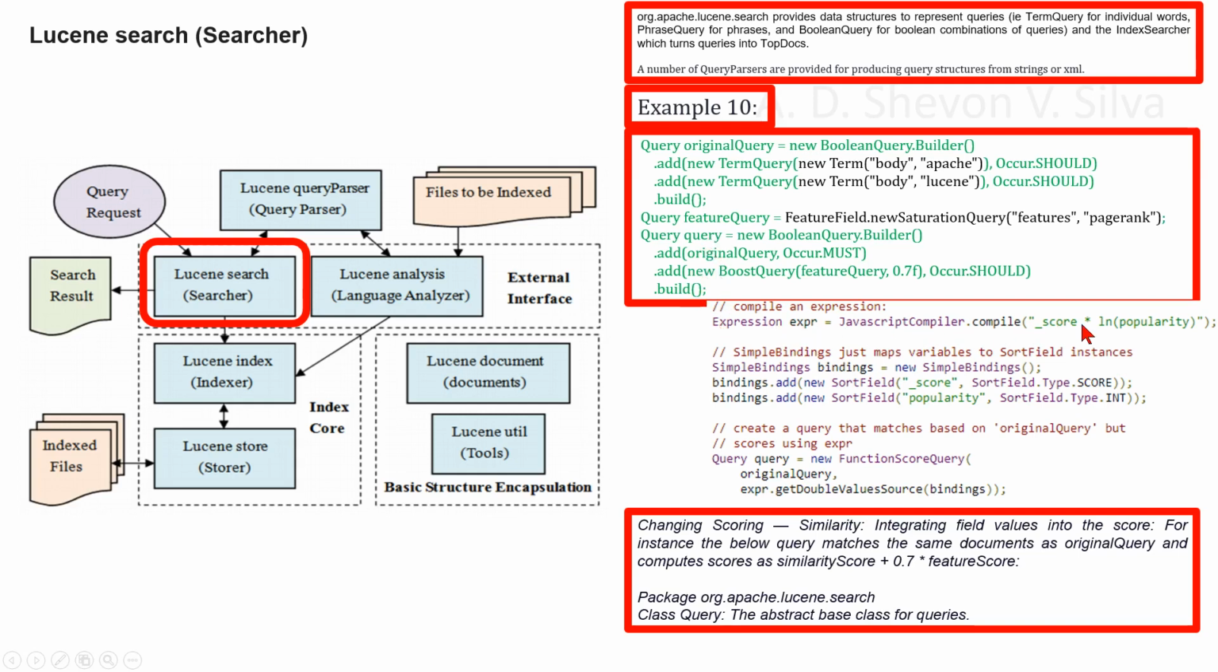Compile an expression. Simple bindings just map variables to score field instances. Create a query that matches based on the original query but scores using the expression.